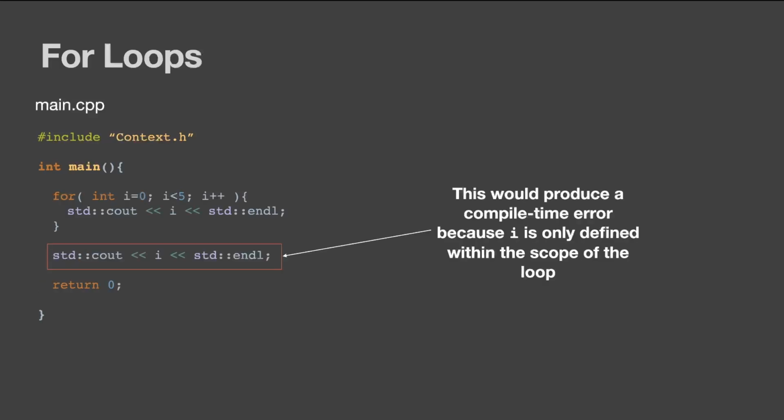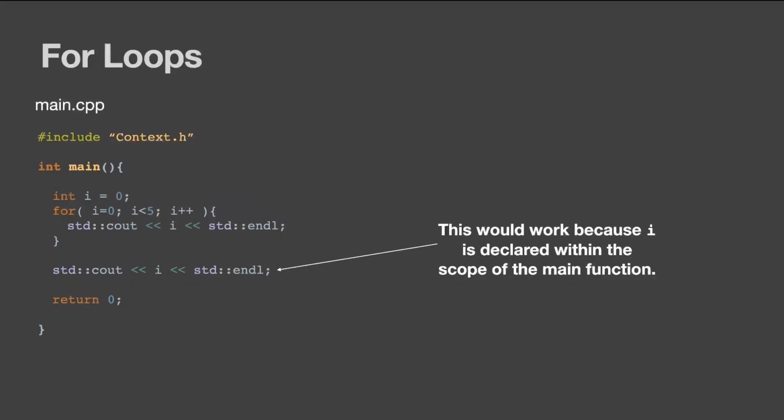If we were to try to print out the value of I after our loop, so outside of the scope of our loop, then this would produce a compile time error because I has only been declared inside the scope of our for loop, and it will go out of scope once we're done with our for loop.